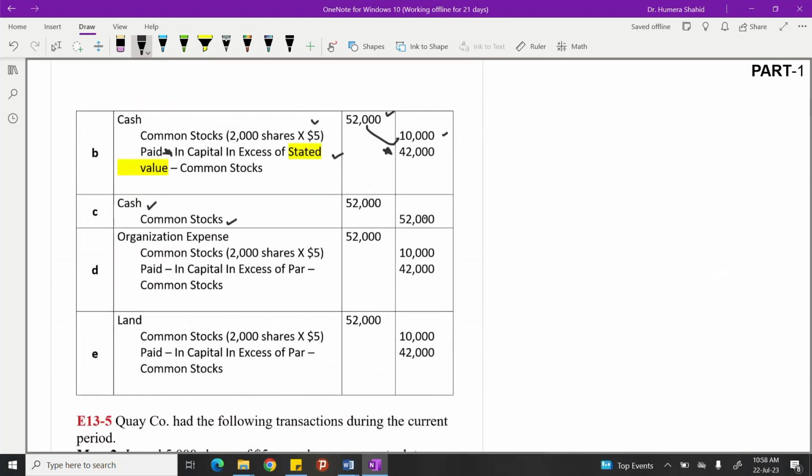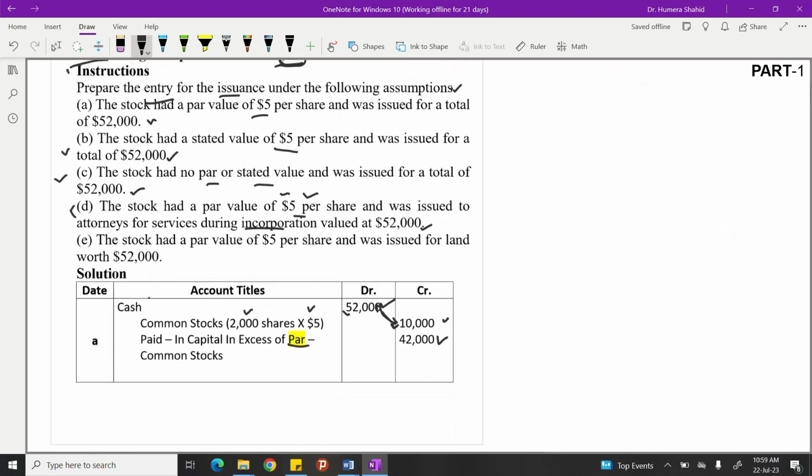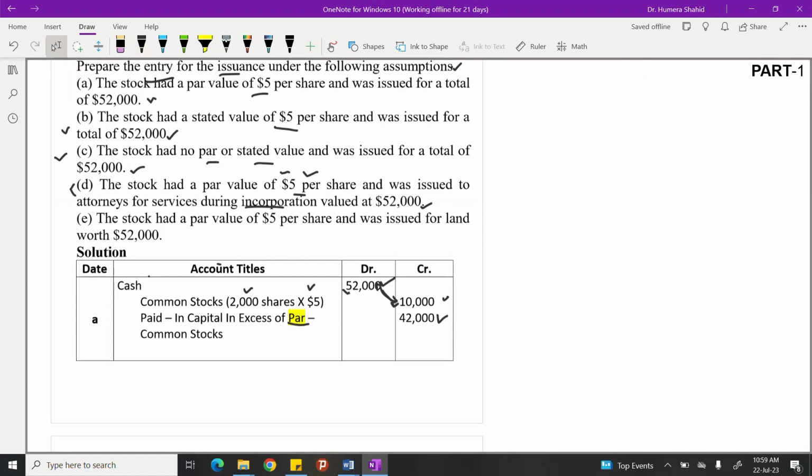So let's record this journal entry. We have organizational expenses bill 52,000. So we made it debit, and we issued common stock. Again, common stock will be recorded at par. So $5 is the par value, so 10,000. How much excess was there? That will be paid in capital in excess of par, common stock. Again, remove this hyphen. 42,000.